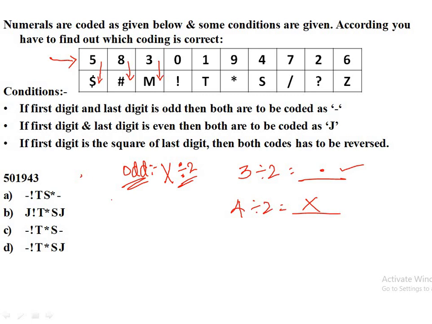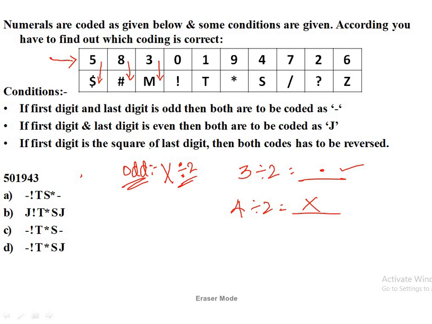Next condition. If the first digit is the square of the last digit, then both codes have to be reversed. Understand? They are saying if the first digit is the square of the last digit. For example, if I get 4 at the start, at the end I'll have 2. So 2 twos are 4, which means 2 squared is 4. In that case, I have brought those questions also.